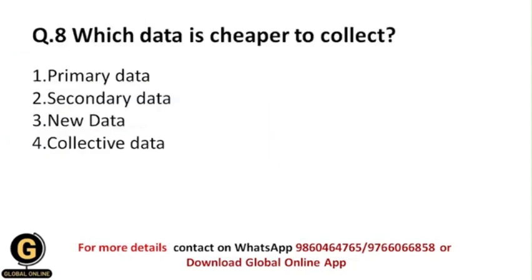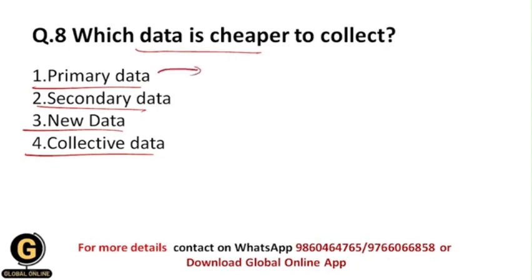Okay, which data is cheaper to collect? Now, which data is cheaper to collect, whether it is primary data, secondary data, new data, or collective data? Within research methodology, again there are two types of data, and those are primary and secondary data. Primary data is the data which is created and used by the first user. Okay, and this is the primary data because the first user collects or creates the data at the place where it is originally created.